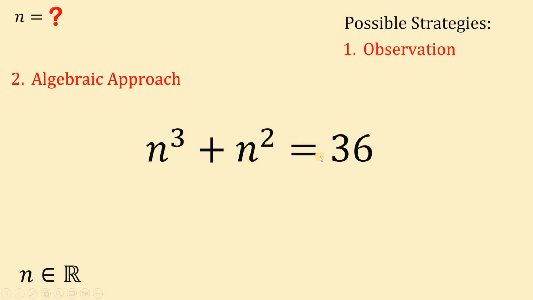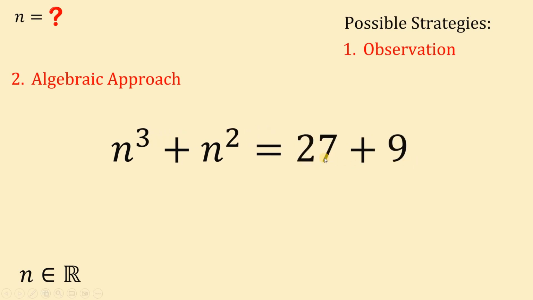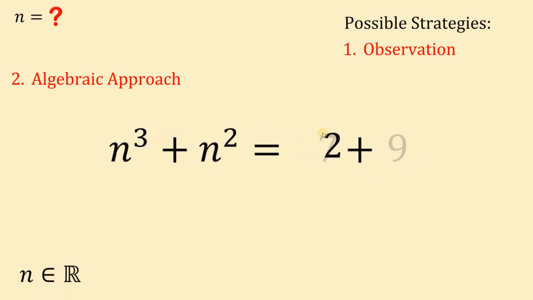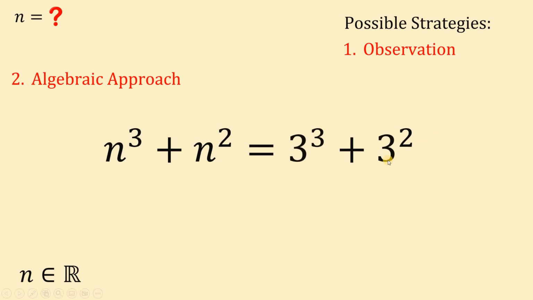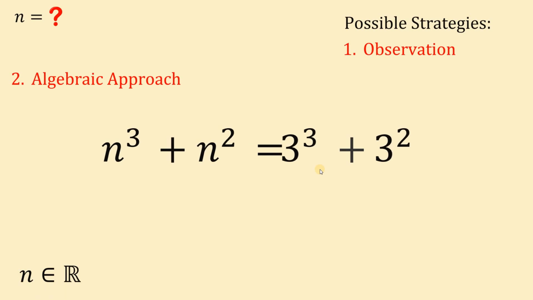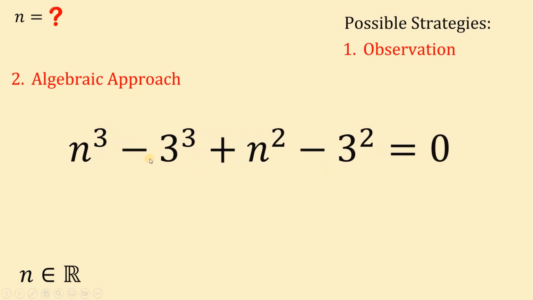We have n cubed plus n squared equals 36. Again, 36 is 27 plus 9. 27 is 3 cubed, and 9 is 3 squared. We know that from the observation method. Now, what we're going to do here is rearrange some terms a little bit. So we have now n cubed minus 3 cubed plus n squared minus 3 squared equals 0.